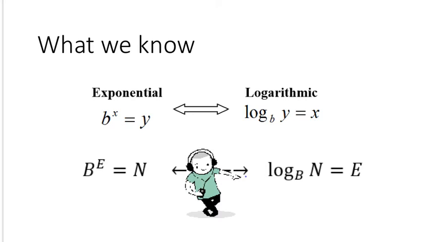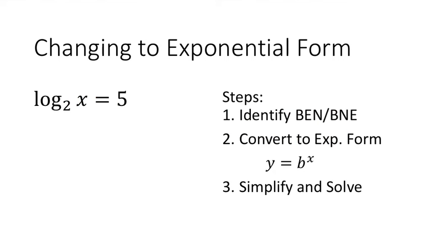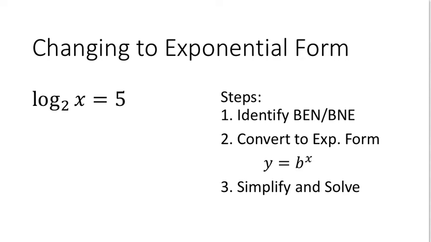Now we already looked at converting from exponential form into logarithmic form. What we're going to be able to do today is take that logarithmic form and go back into exponential form. The only way that we really have to do that is to remember to identify our base, our exponent, and our number, and convert from logarithmic form to exponential form. So first of all, we're going to identify b, e, and n.